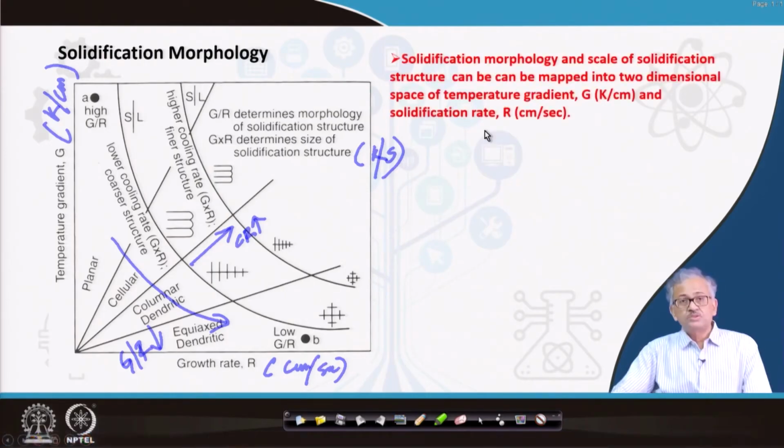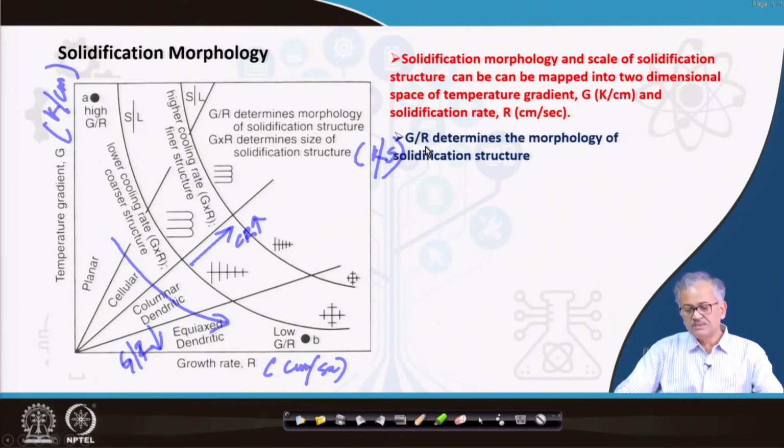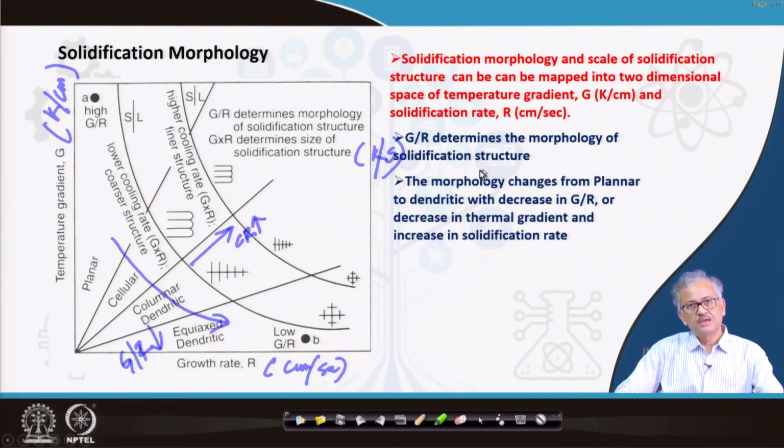So just now what I said is written here: the solidification morphology and scale of solidification structure can be mapped into a two-dimensional space of temperature gradient and solidification rate. G by R determines the morphology of solidification structure, and the morphology changes from planar to dendritic with a decrease in G by R, as you can find, or a decrease in thermal gradient. Obviously, if the thermal gradient decreases, or R, the rate of solidification, increases.